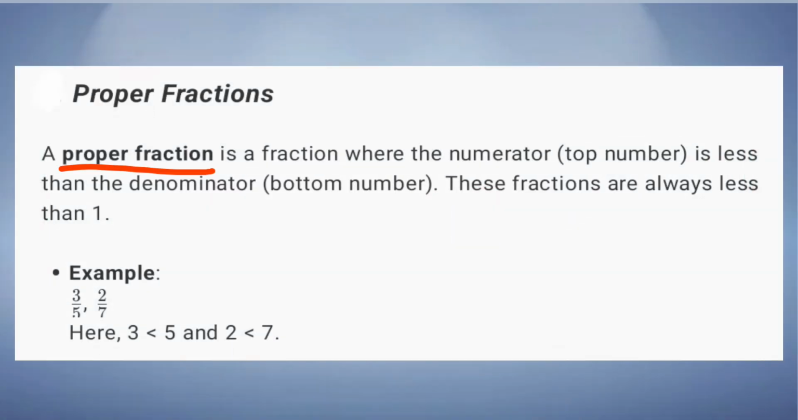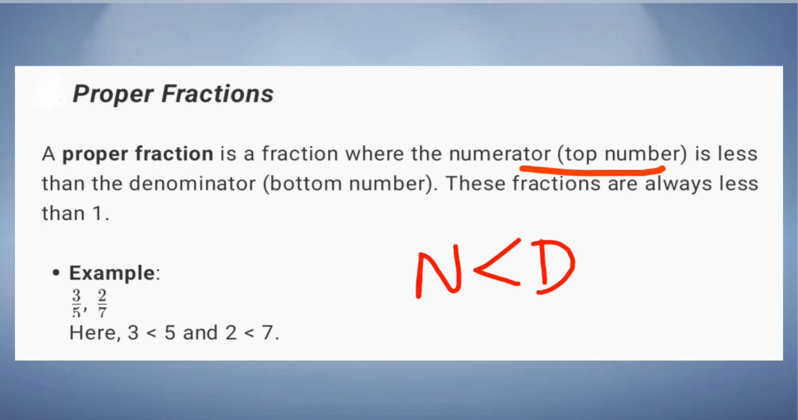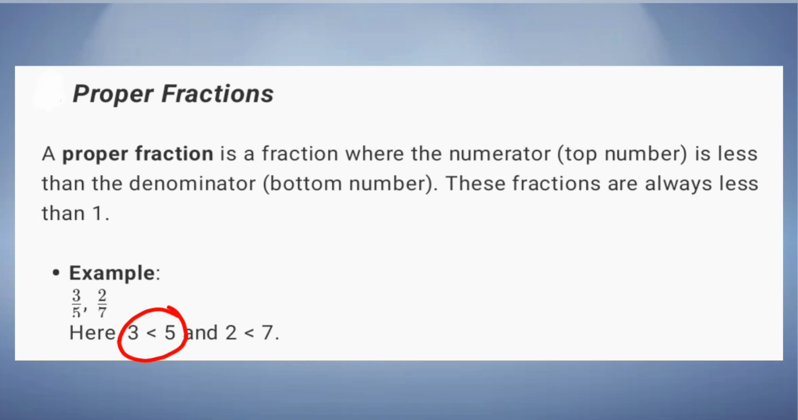A proper fraction is a fraction where the numerator, that is the top number, is less than the denominator, the bottom number. So these fractions are always less than 1. As you can see here in the example, 3 bar 5 and 2 bar 7, where 3 is less than 5 and 2 is less than 7.